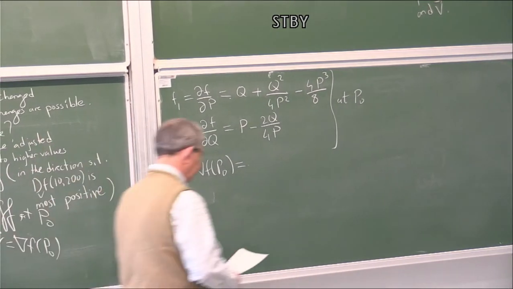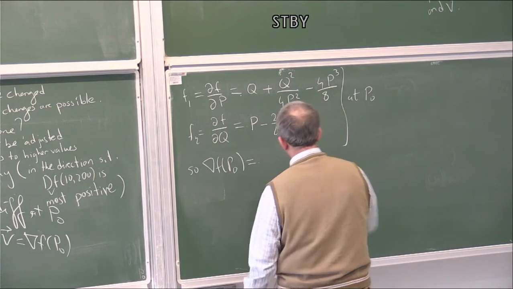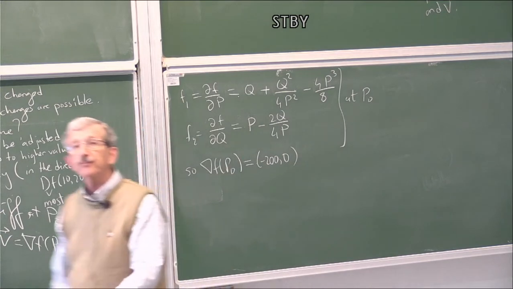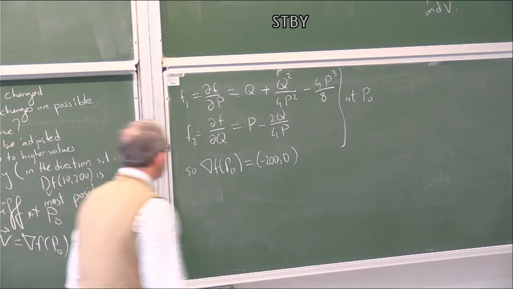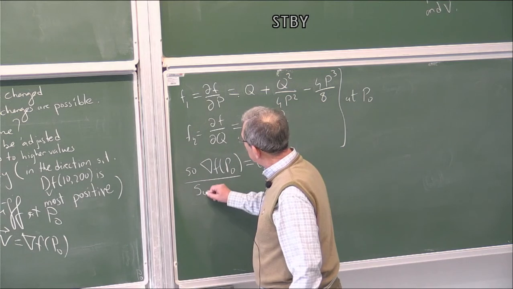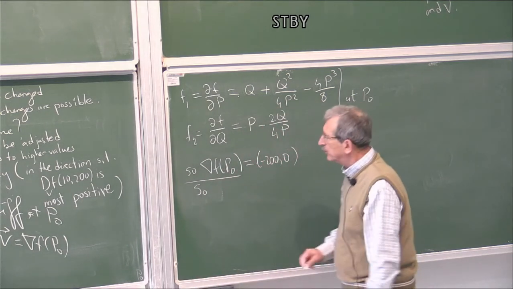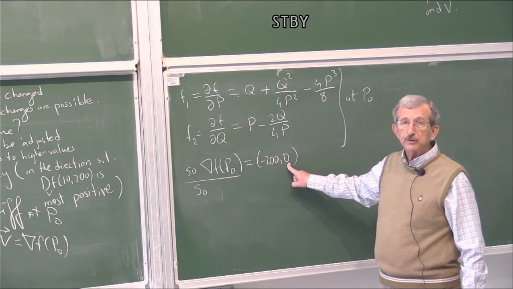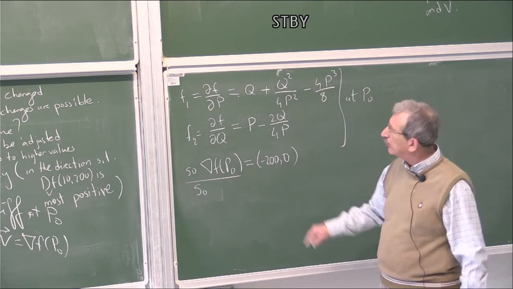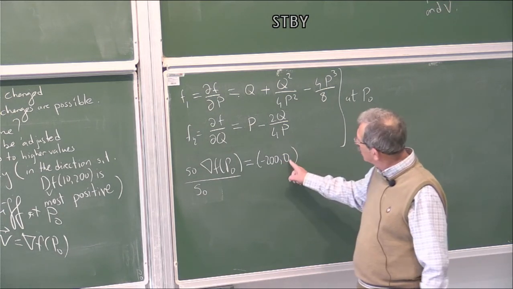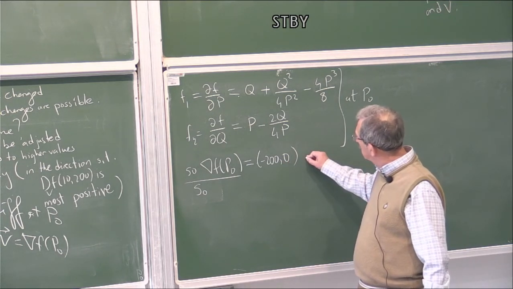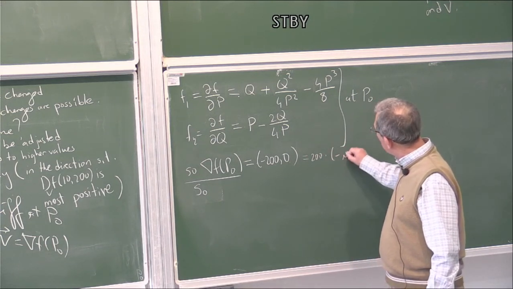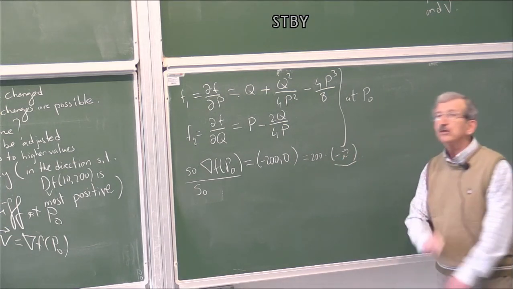minus 200 times r. So what does this tell us? This says that if we move in this direction, q must not change, because that component is already 0. You don't have to change it. You must go in that direction, so that is 200 times minus r. So this is the direction you have to move.